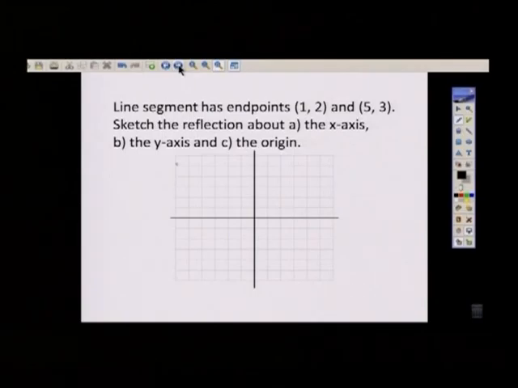So we're just going to start here with a basic line segment. Endpoints are at 1, 2, and 5, 3. So here is the segment we're going to be looking at. So this is my original.